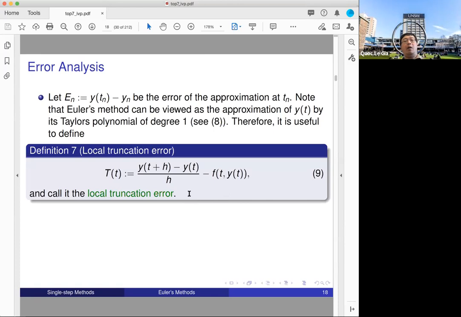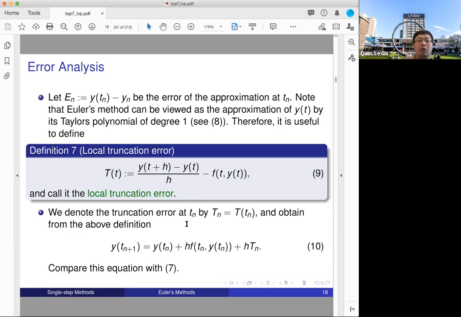So first, we define local truncation errors. Local truncation errors is defined with this quantity. If you look at this quantity, it's the difference between the numerical derivative, right? Because when h goes to 0, this one goes to the exact derivative of y, y prime, and y prime minus f is equal to 0, because that's the ODE. So this local truncation error will go to 0 when h goes to 0. It somehow measures how good your numerical derivative is, so we call it local truncation errors.